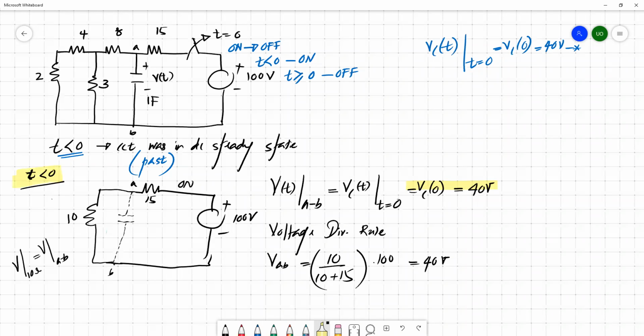Now we basically analyzed the initial condition by analyzing the circuit for t less than 0. Now we'll move to a circuit where t is greater than or equal to 0. So we used the circuit when t is less than 0 to evaluate the initial condition, and found that the initial voltage of the capacitor is 40 volt. Now t greater than 0. So if you draw the circuit, it's something like that.